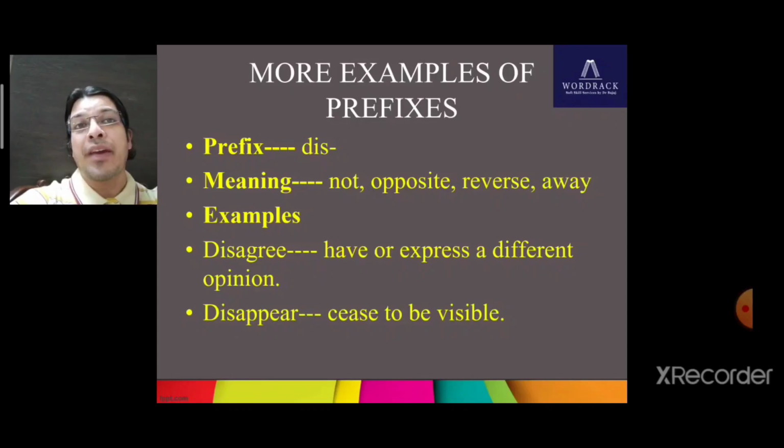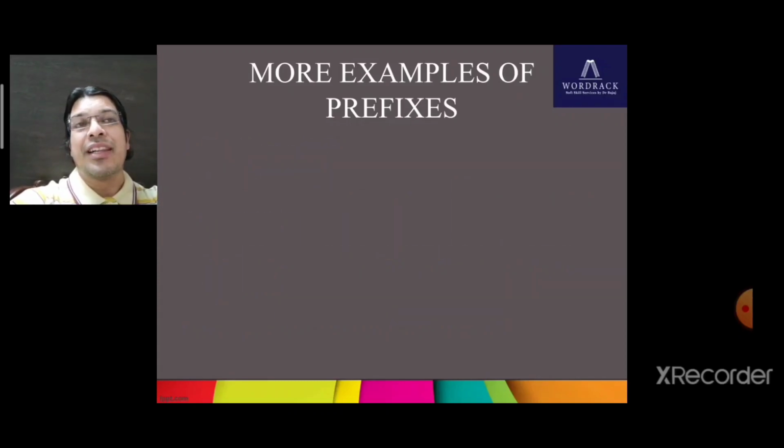Likewise, disappear. So we have added dis to the word appear. So appear means anything which is visible. So we add dis. The meaning of the word becomes anything which ceases to be visible.